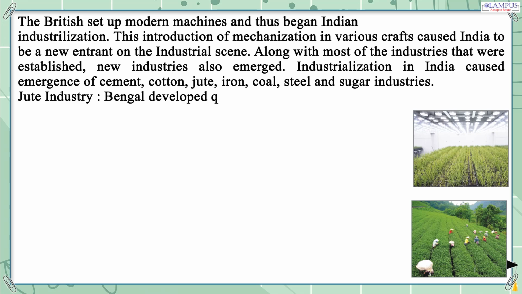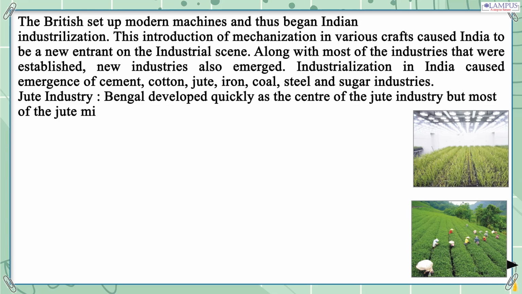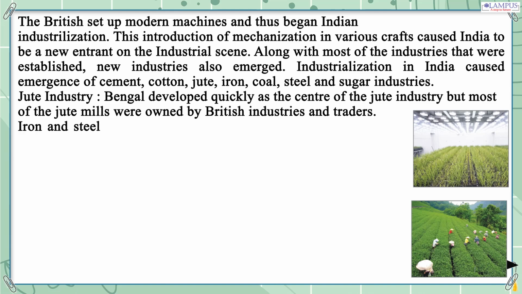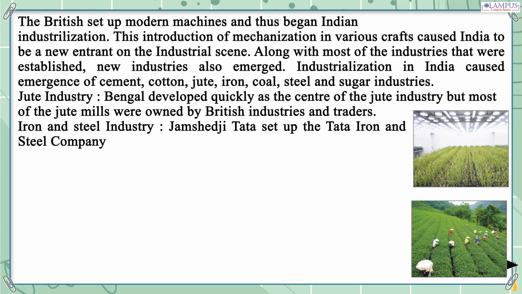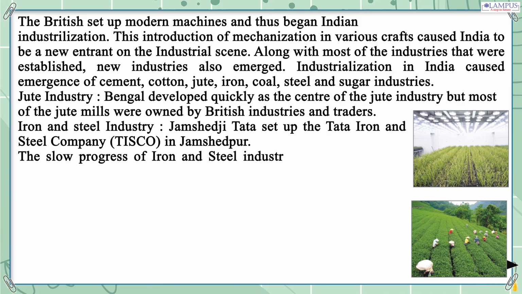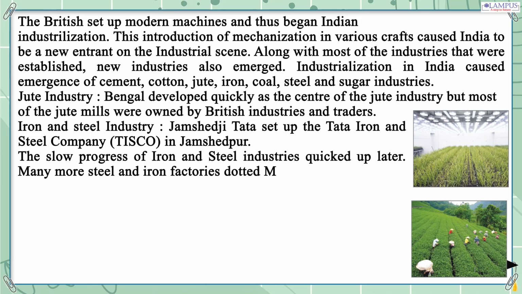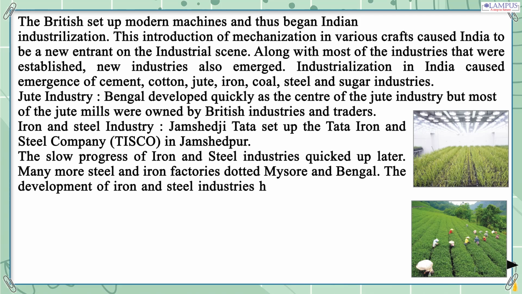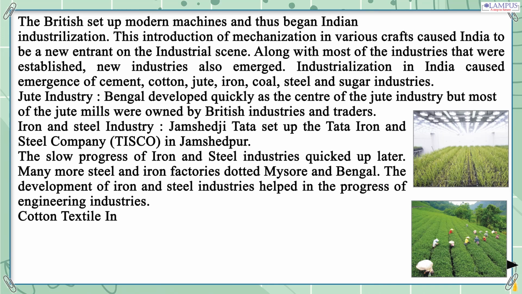Jute industry: Bengal developed quickly as the center of the jute industry, but most of the jute mills were owned by British industries and traders. Iron and steel industry: Jamshedji Tata set up the Tata Iron and Steel Company, TISCO, in Jamshedpur. The slow progress of iron and steel industries quickened later. Many more steel and iron factories dotted Mysore and Bengal. The development of iron and steel industries helped in the progress of engineering industries. Cotton textile industry.